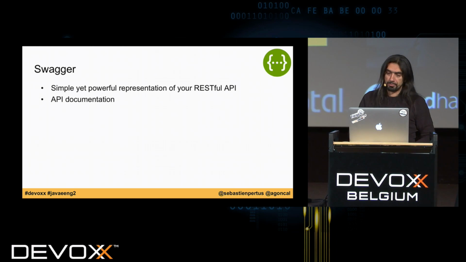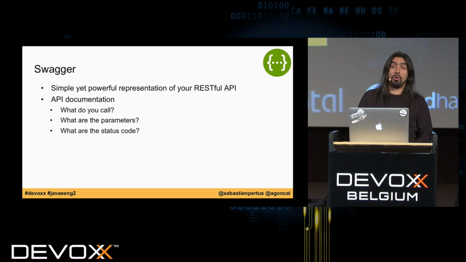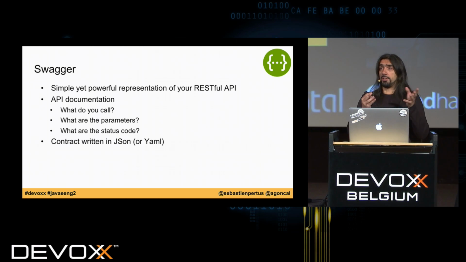But it's in JSON. Swagger is in JSON. So we need documentation. How do you call this API? What are the parameters? What are the status codes, and so on. The contract is written in JSON, not in XML like in SOAP.